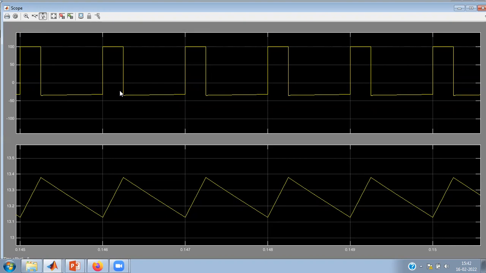So this is how we can achieve variable DC output, which is more than the supply voltage or more than the input voltage using boost converter. Whatever we have learned in theory, we can verify through simulation in MATLAB in this fashion. So that's all in this session. We will simulate buck boost converter.